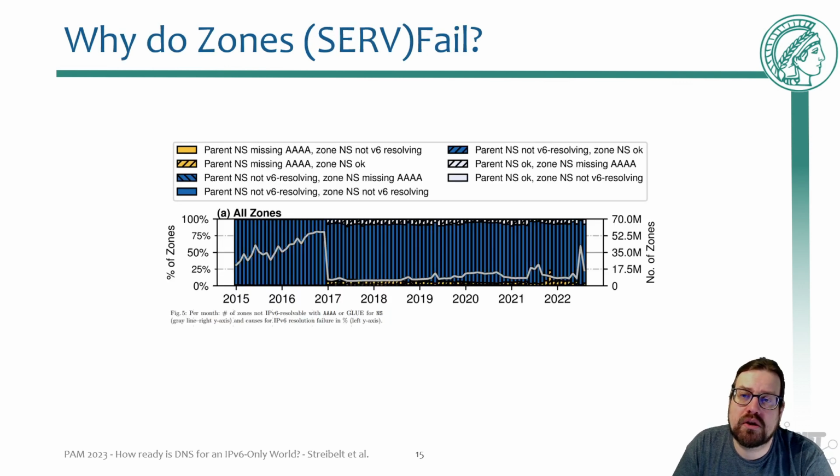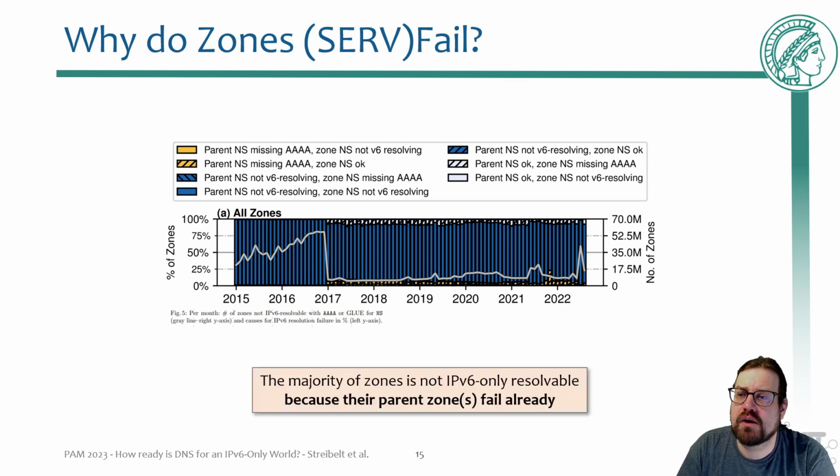If we now zoom in on the zones that cannot be resolved using IPv6 and look for the reasons, we can see they mostly fail because of bad parenting, because of their parent. Without a working parent zone, it does not matter if the child is configured correctly, but indeed, mostly parent and child are both failing IPv6 resolution or they are both configured incorrectly.